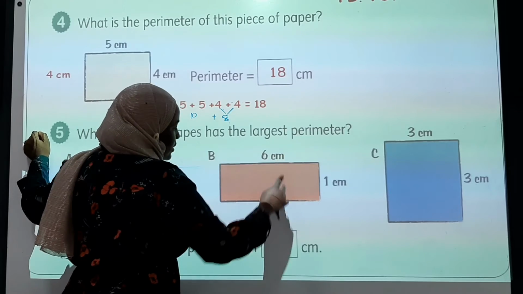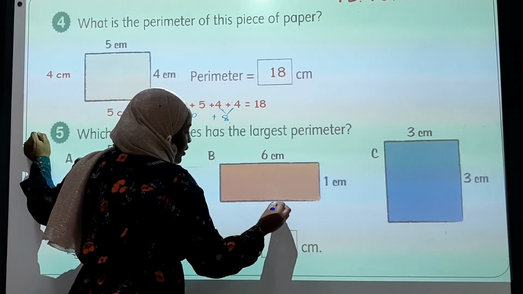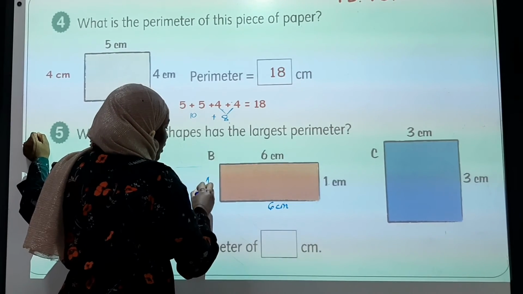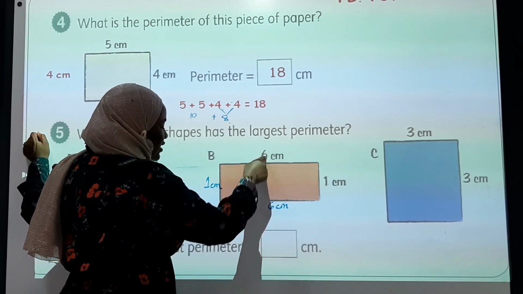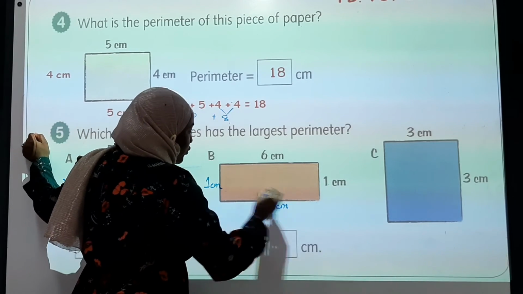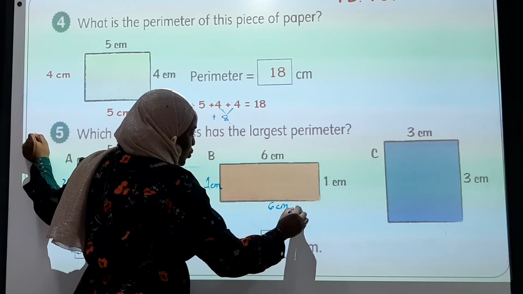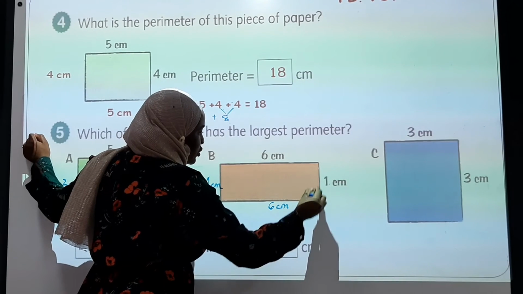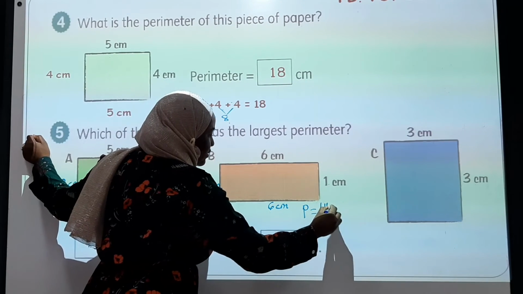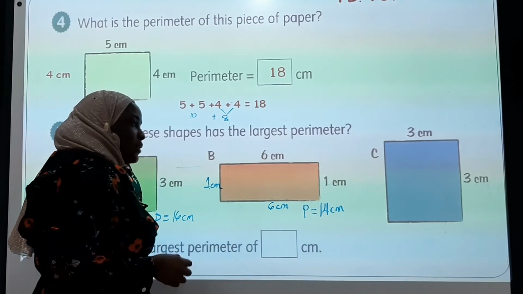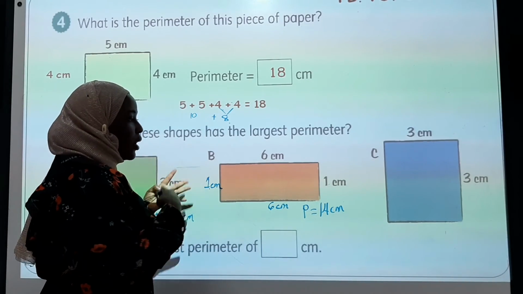Here you put 6 centimeters here, 6 centimeters here also. 1 centimeter here, 1 centimeter here. 6 plus 6 is what? 12. 1 plus 1 is what? 2. So 12 plus 2 is what? 14 centimeters. I'm just showing you this for you to know how to come about this.